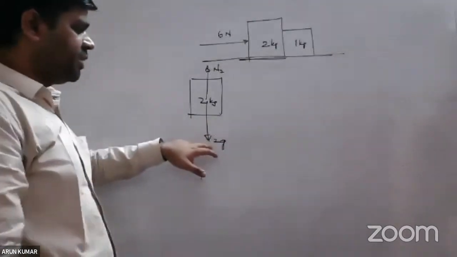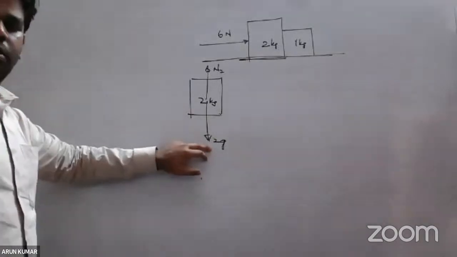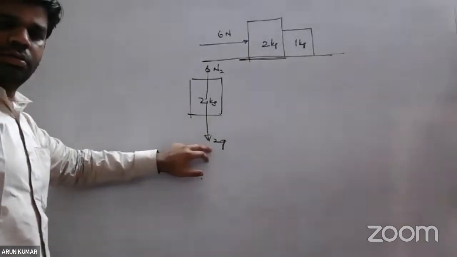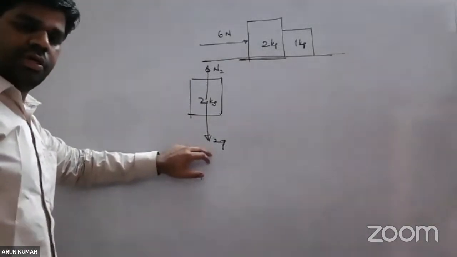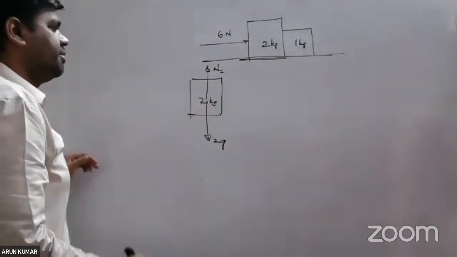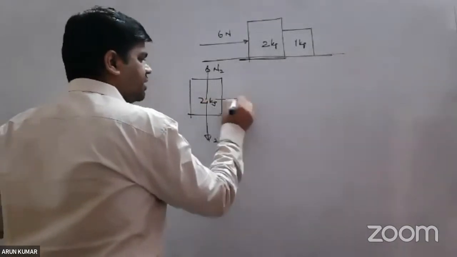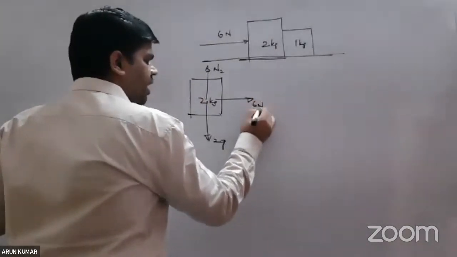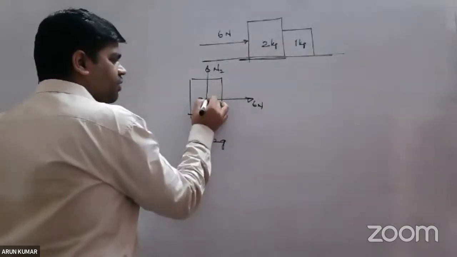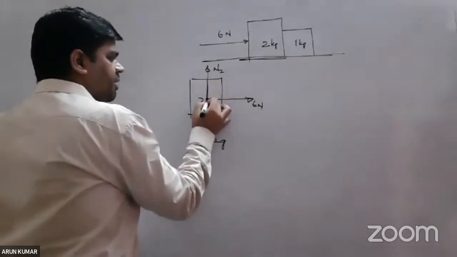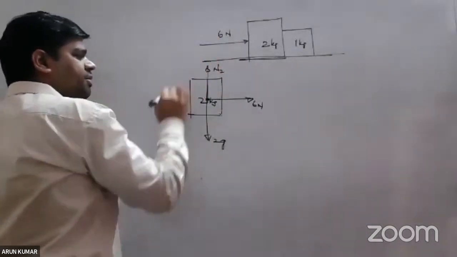Now this 2G is because of Earth. So its reaction will be on Earth. N2 upwards, 2G downwards, right? And this force is toward right. I'll draw this force like this, 6 Newton. I'll draw all the forces like this. They are co-initial. I can also draw it some other way, but I draw them co-initial.